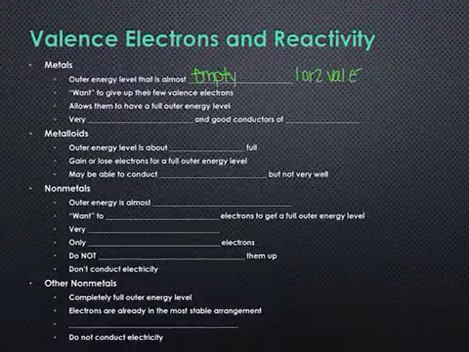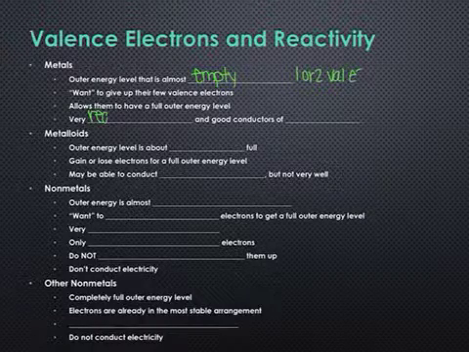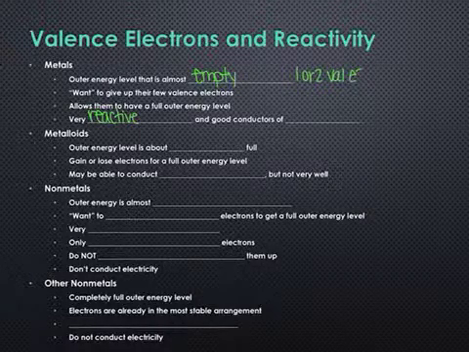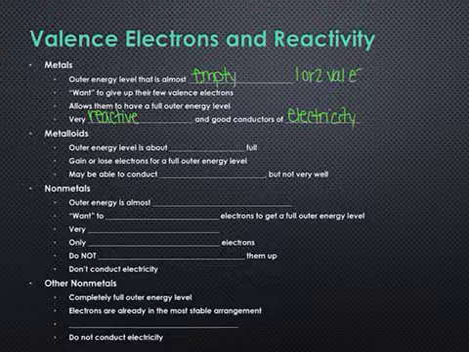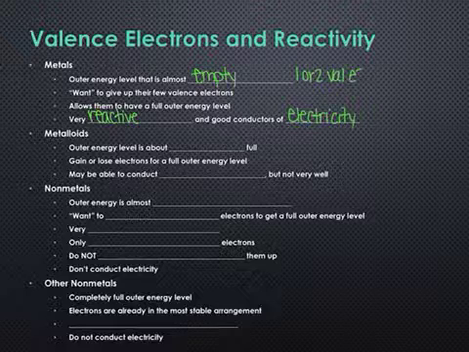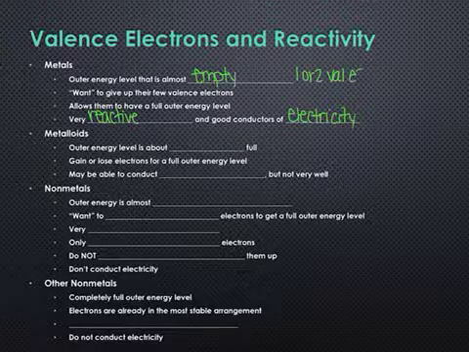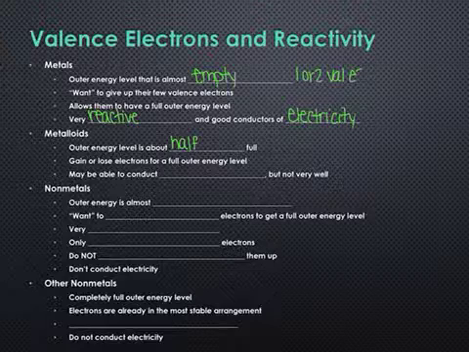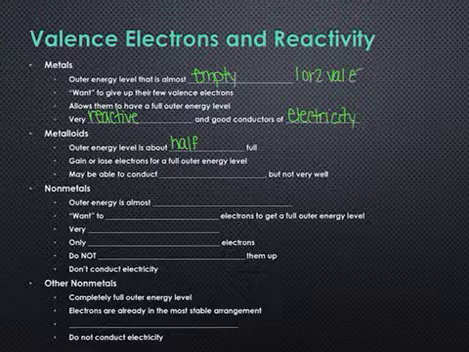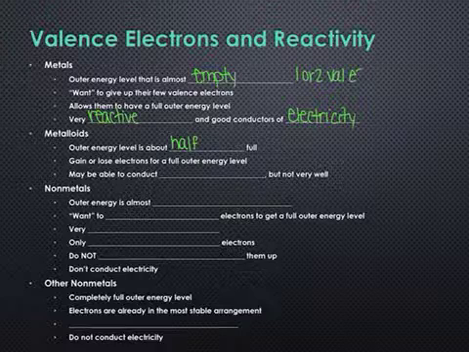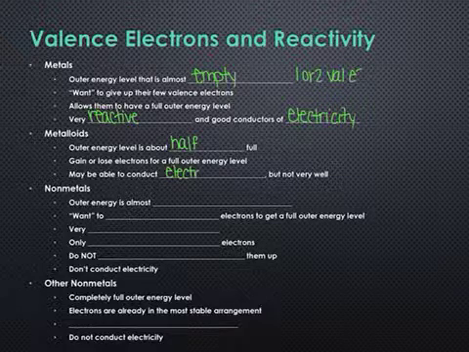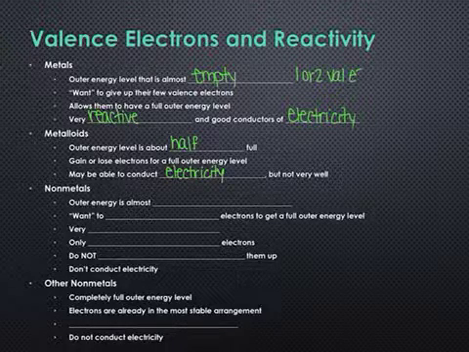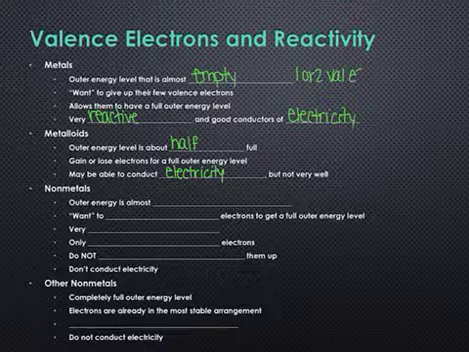So this makes metals very reactive, and they're good conductors of electricity because those valence electrons have an easy ability to flow. Metalloids, their outer energy level is about half full. So they can either gain or lose electrons in order to achieve a full energy level. And they might be able to conduct electricity, but usually not very well. And like I said earlier, it's usually very temperature dependent.